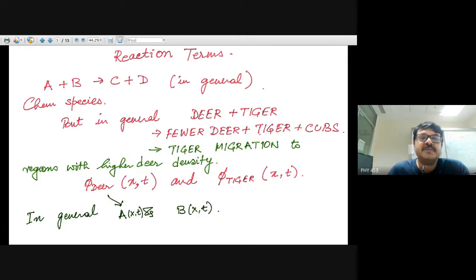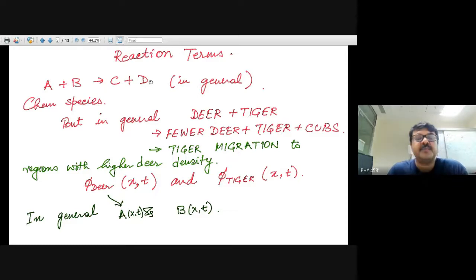Okay, now if you add reaction terms, what do I mean by reaction terms? Let's think about a chemical reaction. Some oxygen interacting with, suppose, hydrogen gives water, and something else. So basically there were initial chemical species A and B, and A and B react and they decay and form C or D.